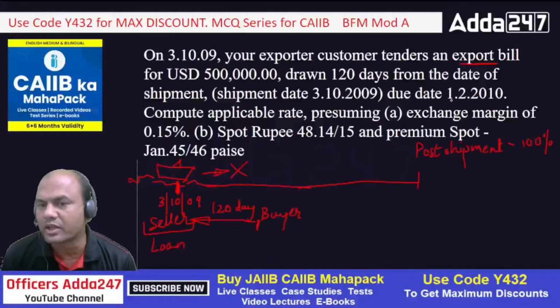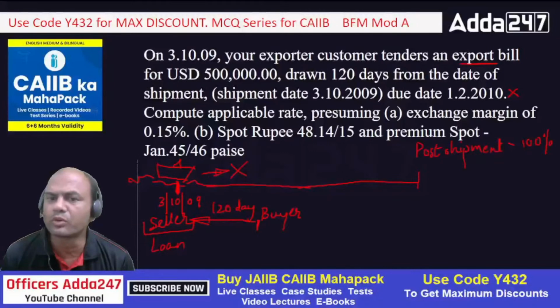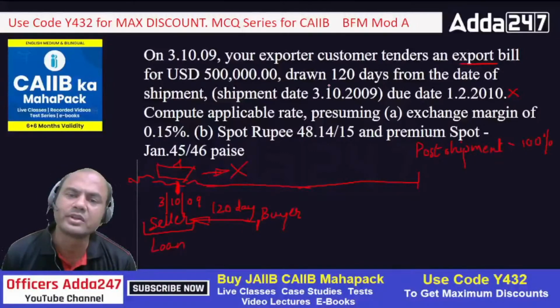Here the date is given over here, 1/2/2010. But imagine if this date is not given to you in the exam. Only this much data is given. Then what will you do?